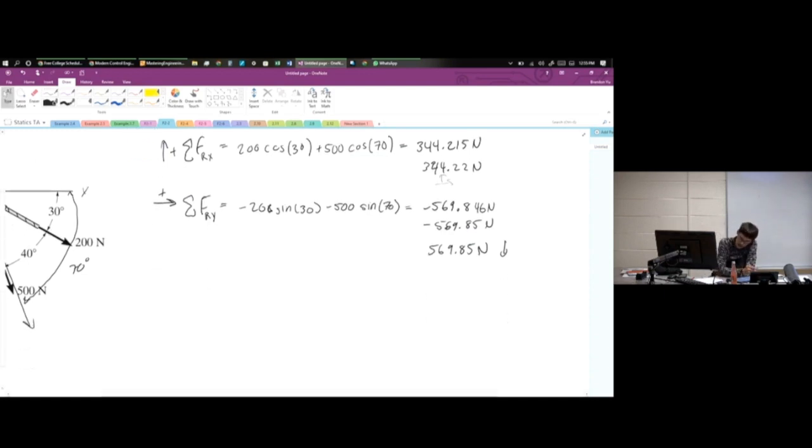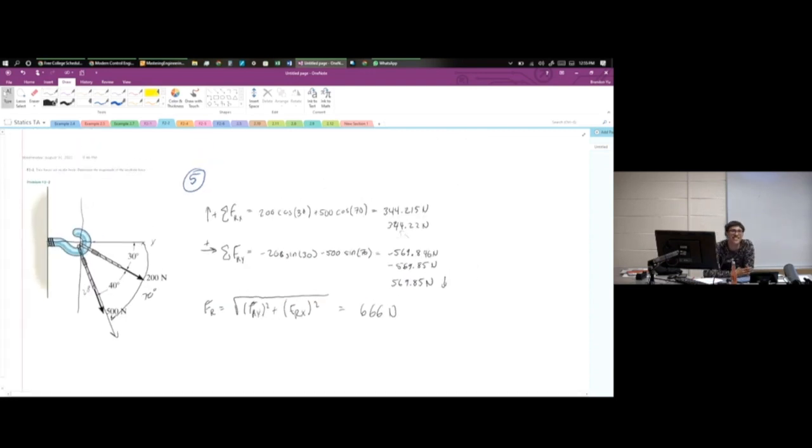So with that, you would use your FR equals the square root of the sum of forces in the y plus the sum of forces in the x, right? Squared. You do out that math, you're going to get 666 newtons. This one I rounded, just because.